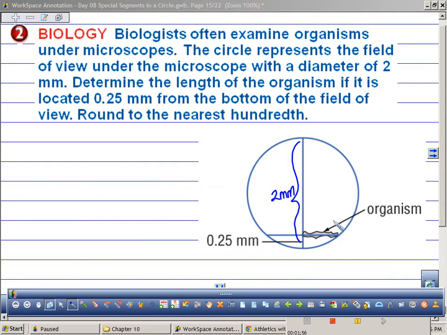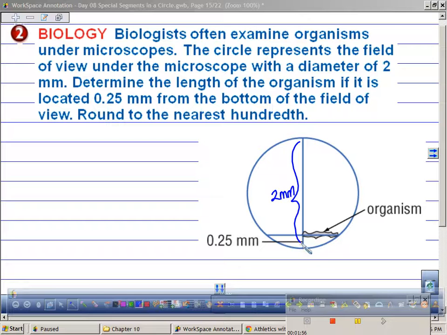So what can you say about this? Times what by each other? 0.25 times what? There's not two segments here. There's a full segment and then there's a little segment. 2 minus 0.25 would be 1.75. So we're going to multiply 1.75 times 0.25, and that should equal what?